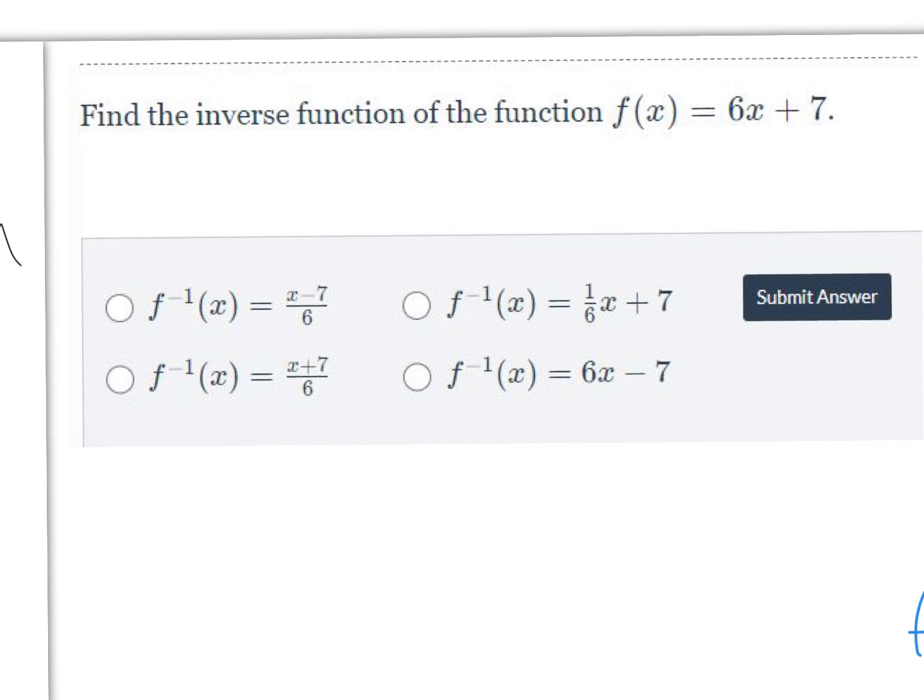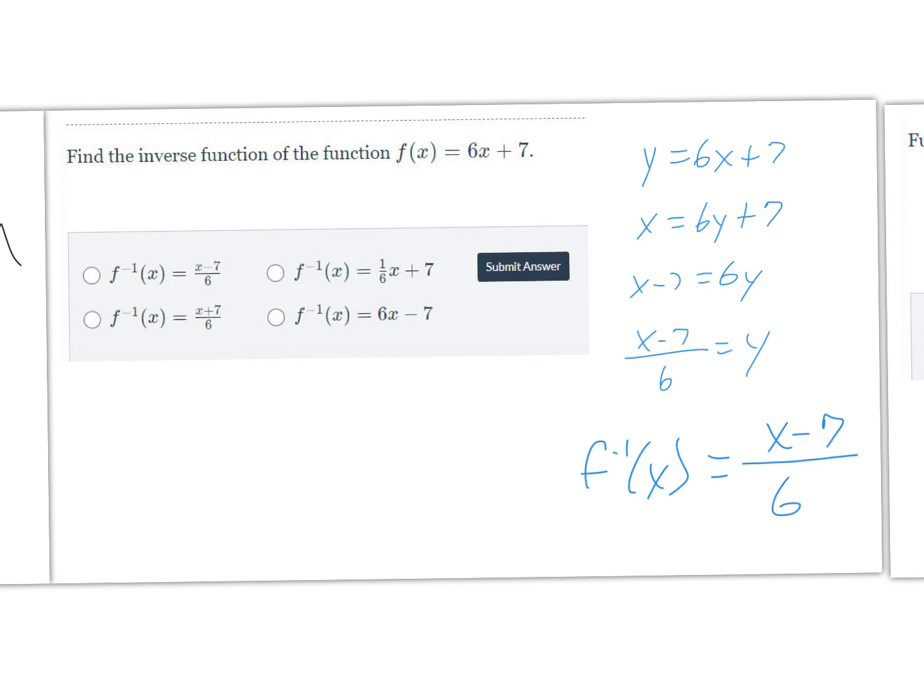So this one here wants you to find the inverse function of f of x equals 6x plus 7. Okay, so if we're going to find the inverse function, the first thing we do is write it out as y equals 6x plus 7. Then to find the inverse, we're going to swap the x and y. So now it says x equals 6y plus 7. Then we're going to solve for y. Well, we need to subtract 7 from both sides, so x minus 7 equals 6y, and then to solve for y, we would divide by 6. So the f inverse of x is actually equal to x minus 7 divided by 6.